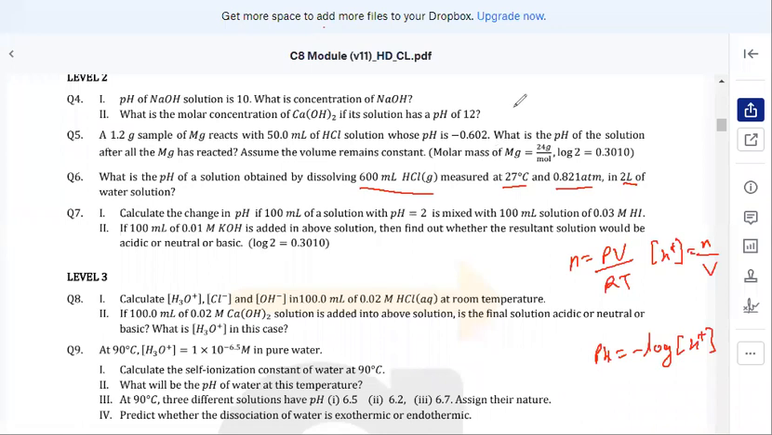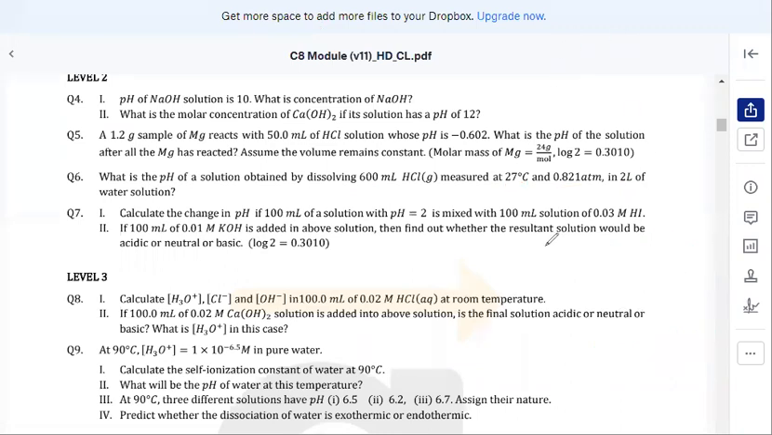Okay, everyone, let's see. I hope all of you got the answer. Tell me. Yes? I hope all of you could solve this. So first, let's see n. n is equal to PV by RT. P is 0.821, into V, which is 2. Okay? Because it is given as 2 liter water solution.